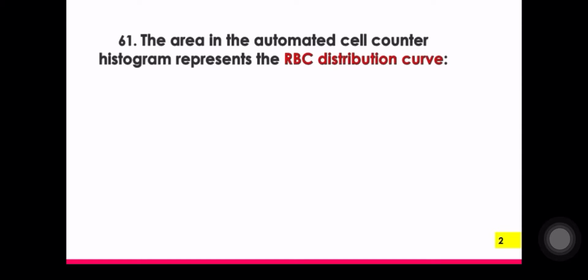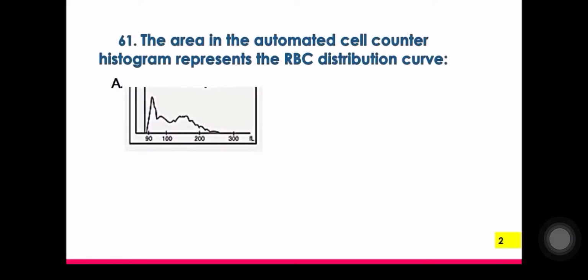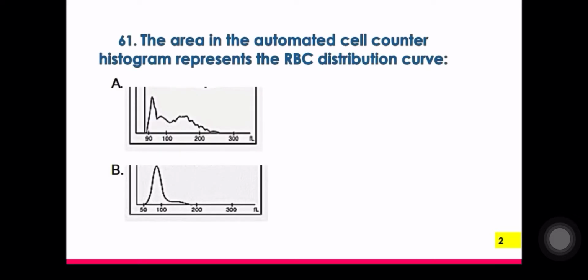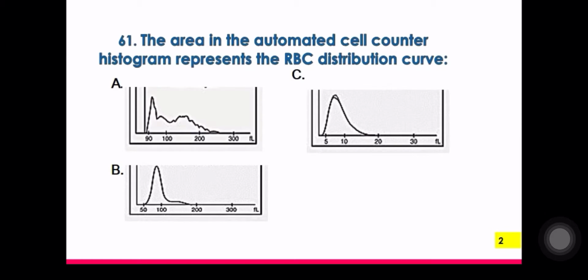Next, number 61. The area in the automated cell counter histogram represents the RBC distribution curve. Given the following histogram, is it letter A, letter B, or letter C? In choice letter A, that's 90 to 250 femtoliter. Choice letter B is around 50 to 200 femtoliter. And choice C is around 5 to 20 femtoliter.